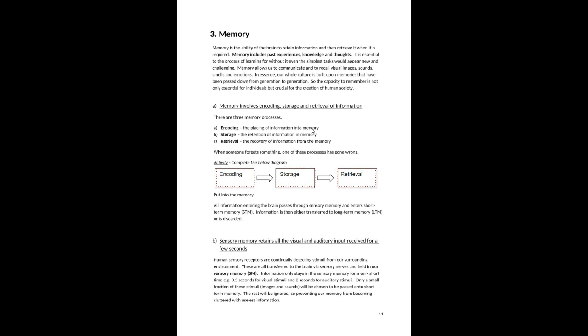So part of the course is that we need to understand that memory includes our past experiences, knowledge and thoughts, and that there's three stages to memory. There's the encoding, where the information goes into your memory. It has to then be stored, and it has to then be retrieved. There's ways to make all three of these stages easier and more effective. And obviously, if any of these three stages don't work or there's a breakdown, then the memory won't work because it's either not been encoded, stored, or retrieved properly.